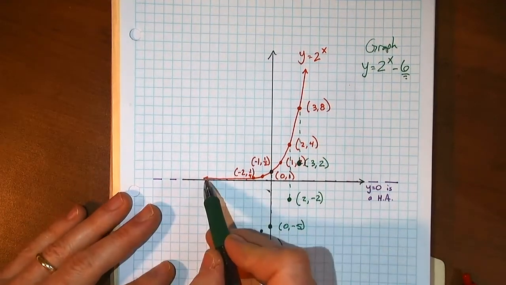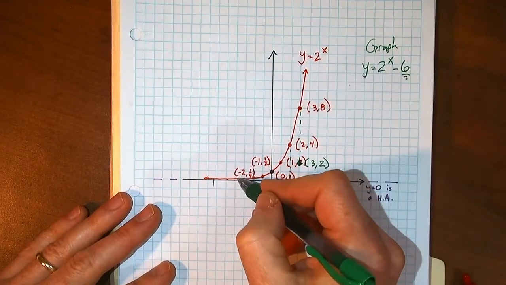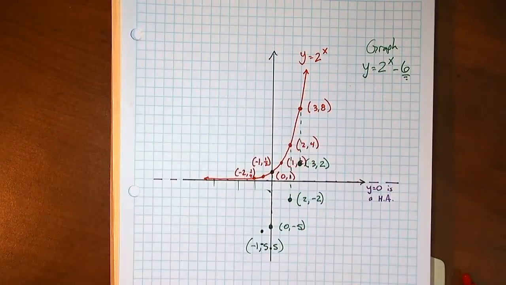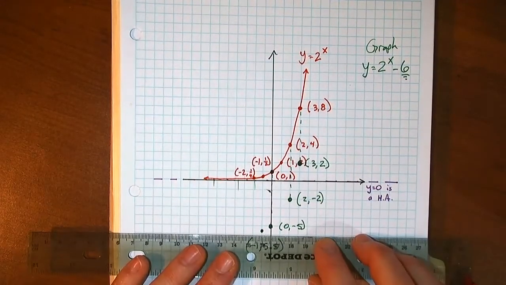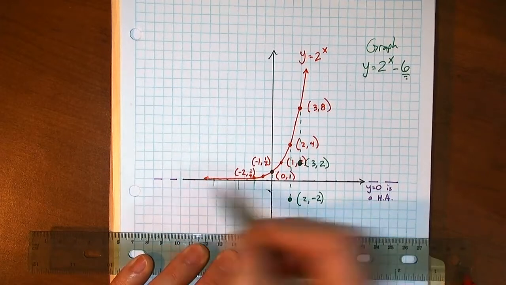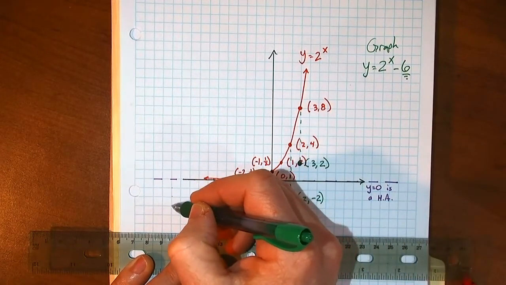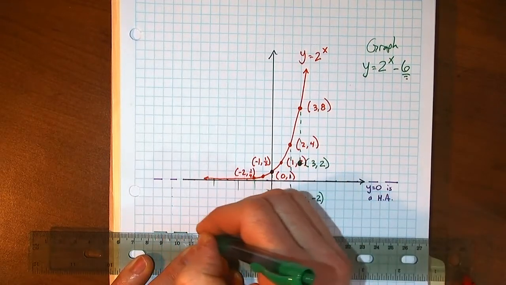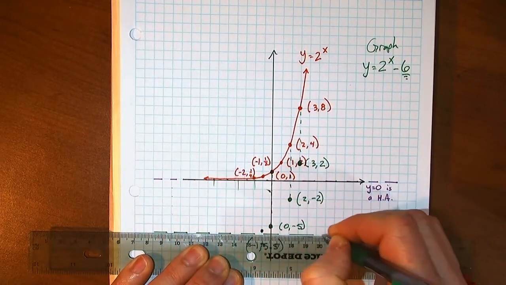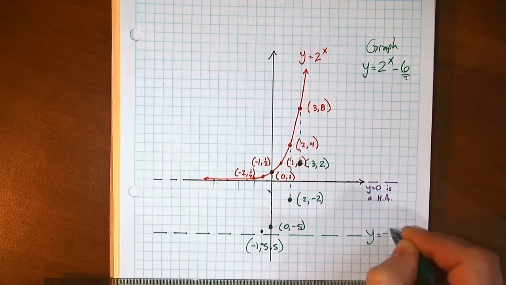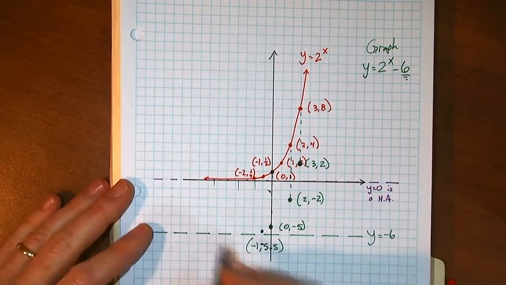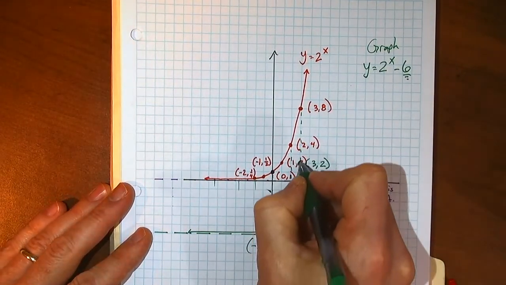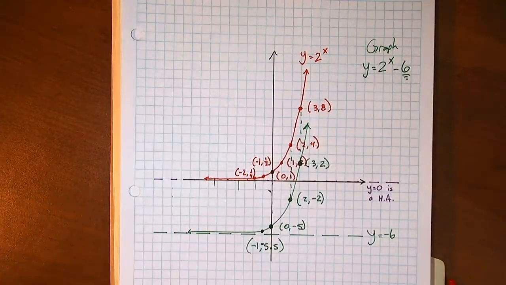Now, again, that's going to happen for every single one of these points. Every point is going to go down. That means the asymptote that I had here is also moving down 6 units. So it was at 0. If I go down 6 units, 1, 2, 3, 4, 5, 6, now I'm down here at y equals -6. That's my new asymptote. And if I connect all these dots together, I end up with something that looks like that.